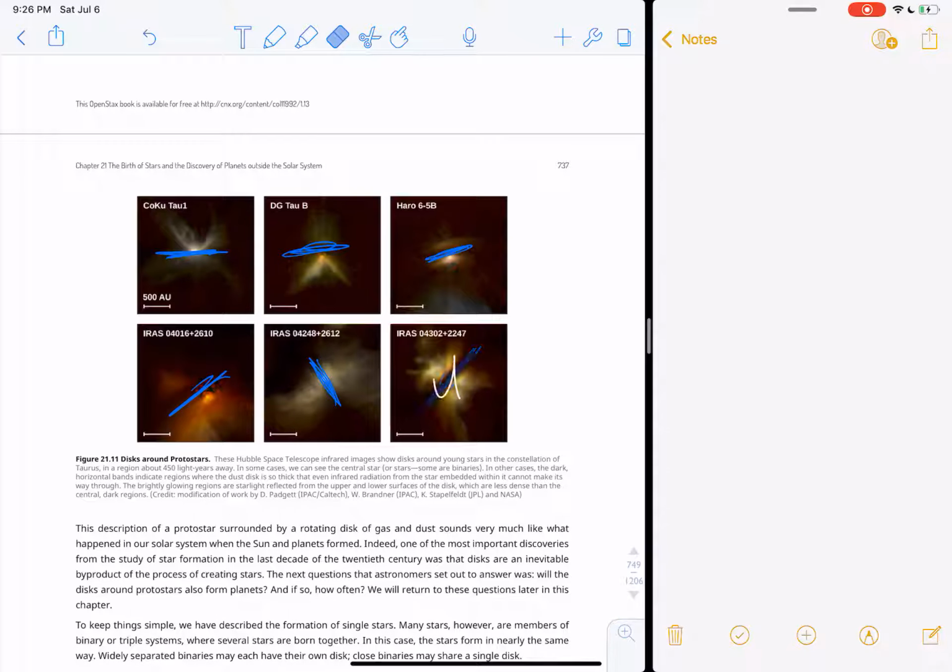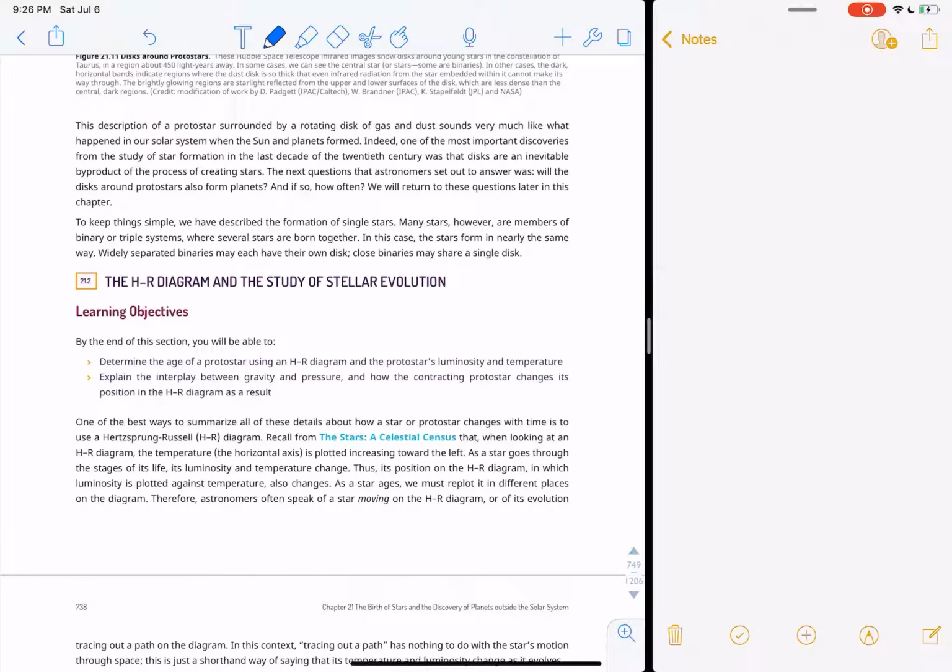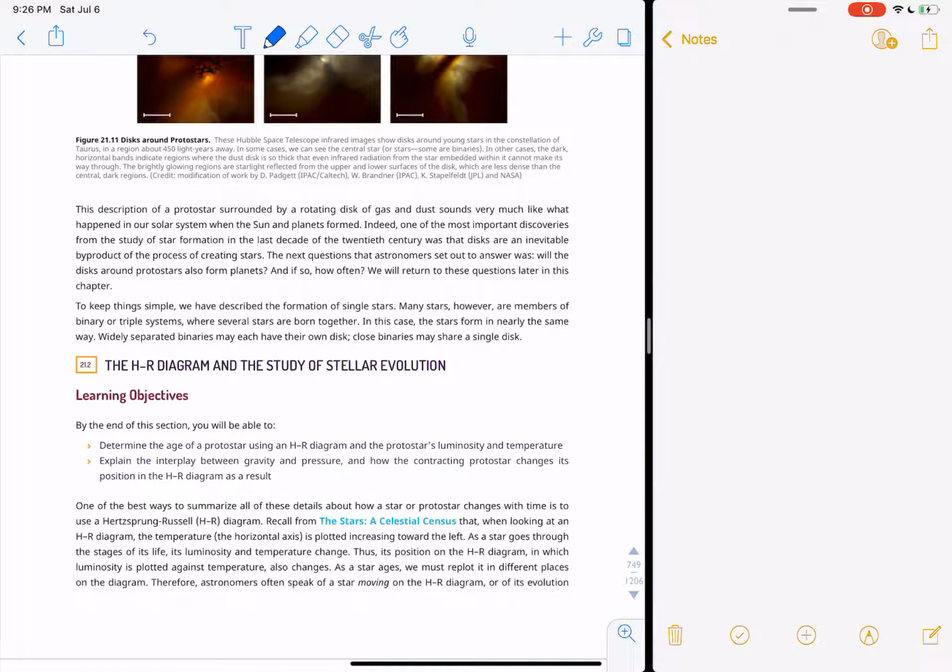This is what our solar system looked like at one time, where you have a thick cloud of gas and dust, and then light leaking out over the tops and at the sides, and those are called protostars, and the rotating disk of gas and dust, and that's what eventually turns into a solar system.